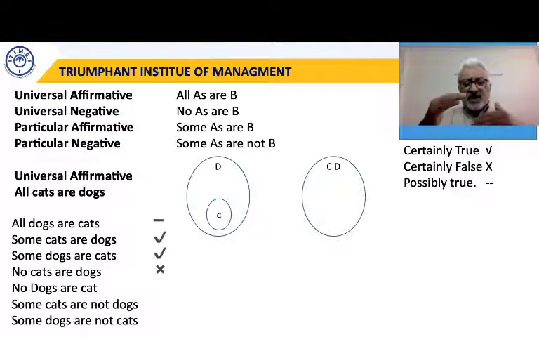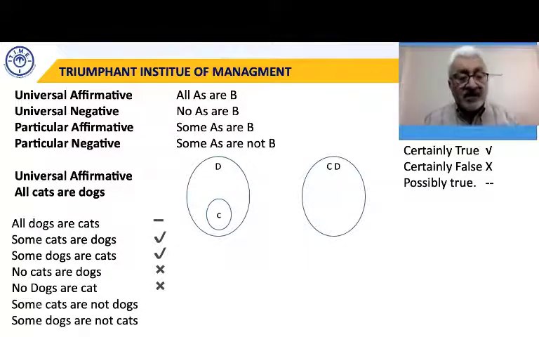So, cats are overlapping with dogs, or all the cats are inside dogs, therefore they are getting overlapped. How can we say that there is no overlap between dog and cat? Hence, that statement is also false. Alright, now it says some cats are not dogs.